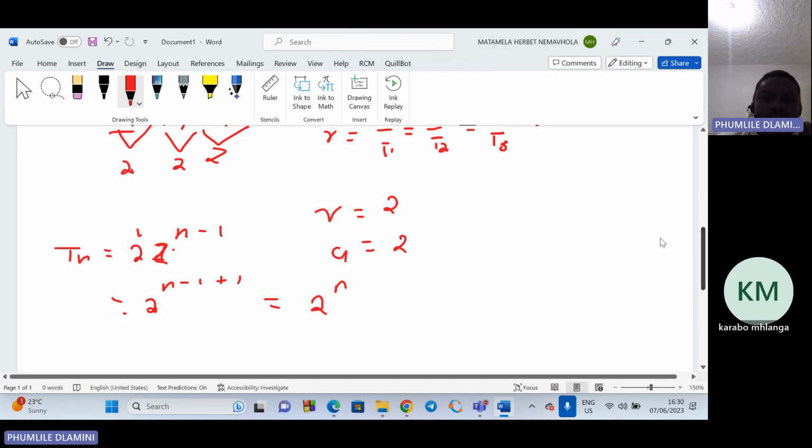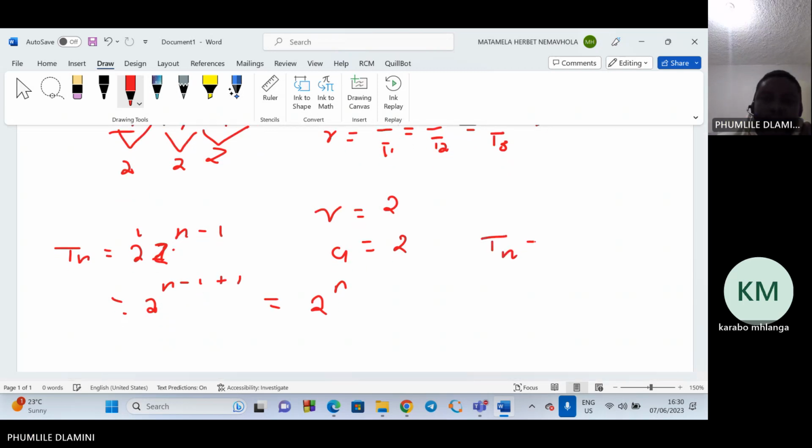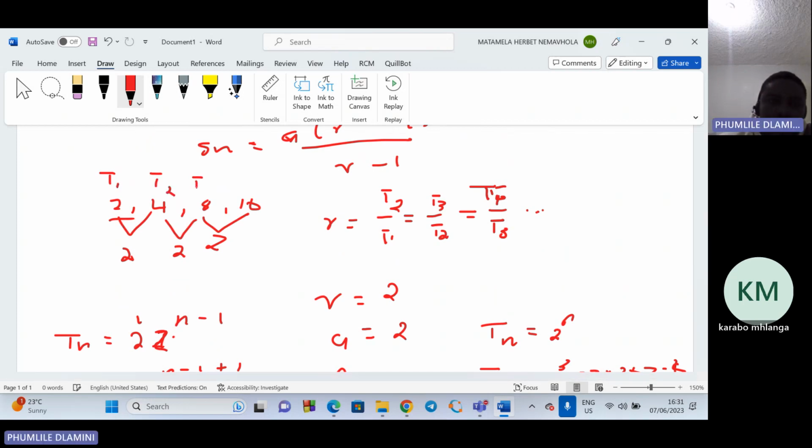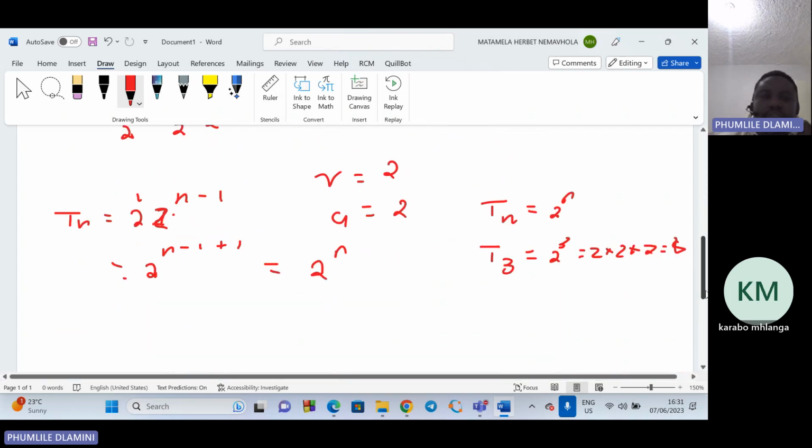So which means our general formula is Tn equals 2 to the power n. If we want to find T3, our T3 is going to be 2 to the power 3, and 2 to the power 3 is the same as 2 times 2 times 2, which is going to give us 8. So we will check the term 3. This is term 1, term 2, and term 3. If we check term 3, our term 3 is exactly 8. So that's how you get the general formula for the geometric sequence.